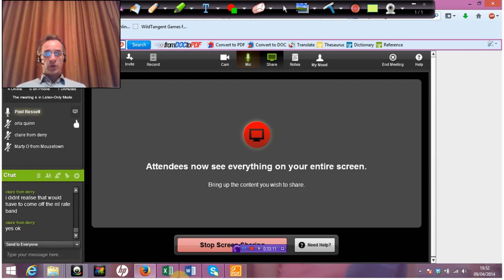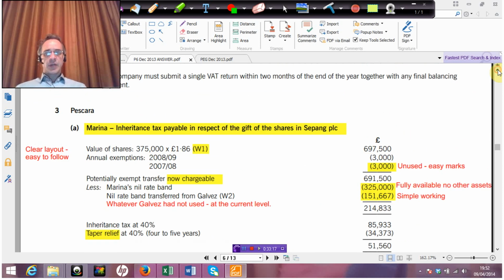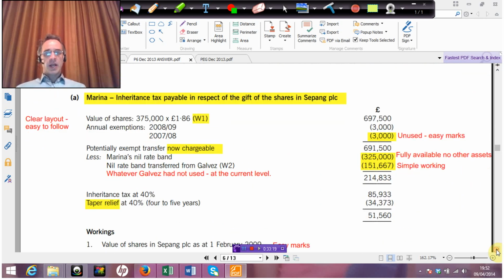Okay, cool, good. Right, so let's go back. So really what we have so far is a situation where, in this part A, there's a fairly straightforward layout of a PET. We've got Marina's nil rate band at death. We've then got some nil rate band uplifted to current levels from Galvez because it's unused. And then there we have our calculation of 51. And then we're basically done.